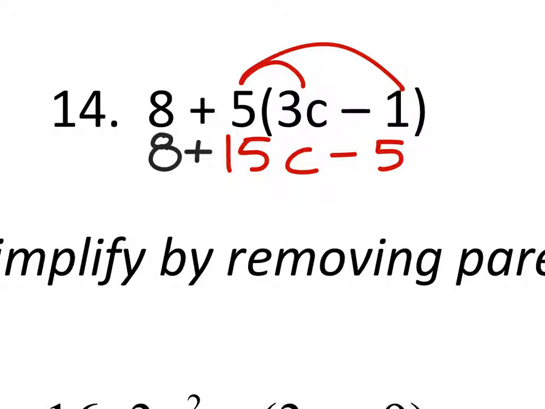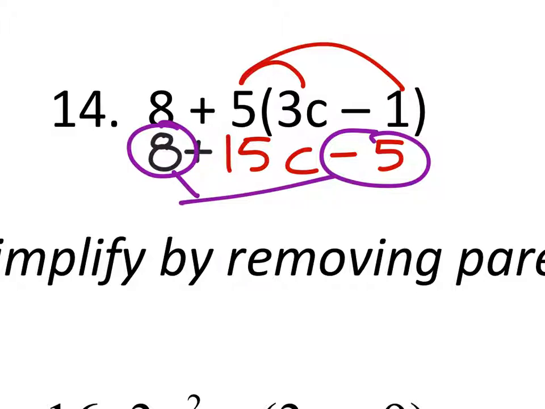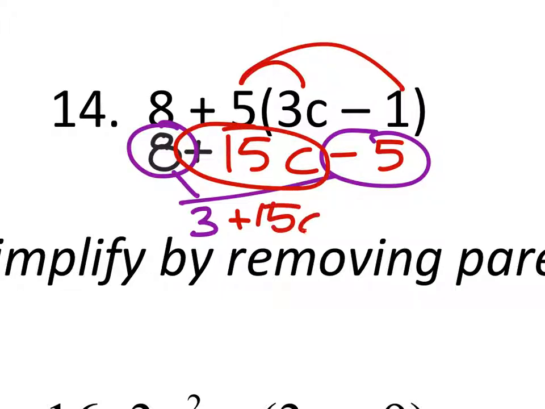All right. So now I'm just looking to combine like terms to really fully simplify this. Here I have a constant, number 8, and then this, again, it's going to take the operation to its left. So if I combine 8 and negative 5, I should end up with 3. This positive 15c has no other like term, so I'm just going to make that a positive 15c. And that would be my simplified expression.